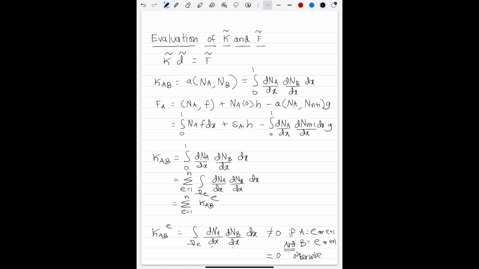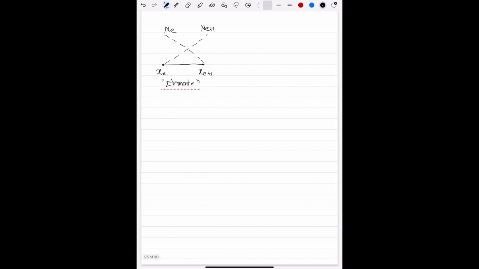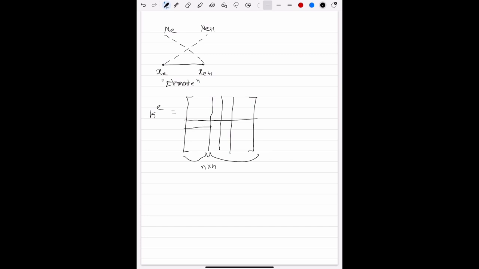So if you try to look at this particular matrix K^e and try to see what it looks like, then K^e will look as follows. In general, it is an n by n matrix, but most of the elements in this matrix will actually be 0. The only non-zero elements of this generally n by n matrix are the column numbers e and e plus 1 and the row numbers e and e plus 1.